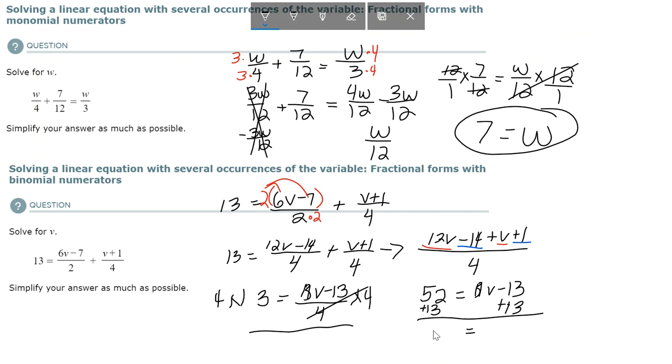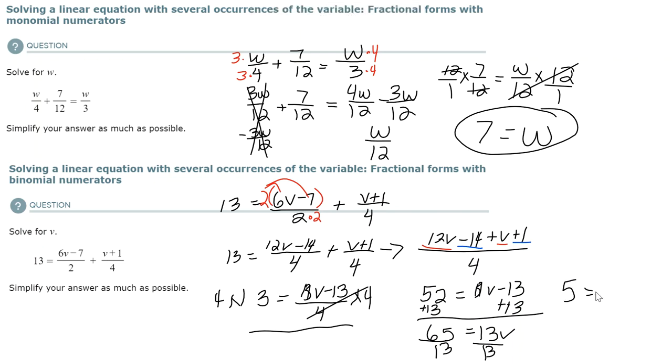So now I have 65 is equal to 13v. And to undo the multiplication, I'm going to divide both sides by 13. And that is 5 is equal to v.